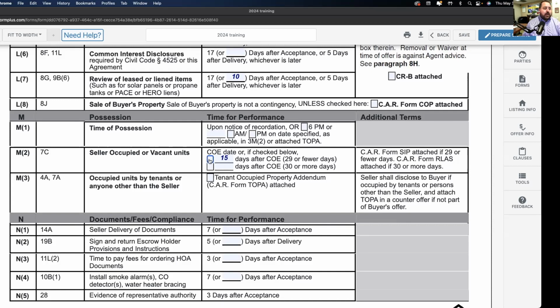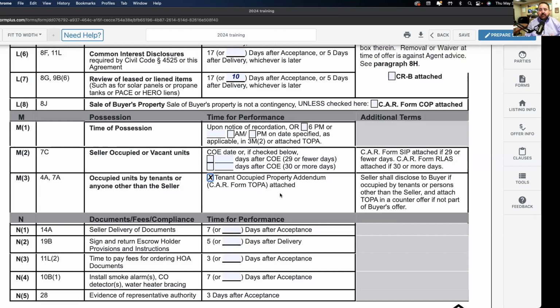The tenant occupied property addendum. If there is a tenant in the property, even if that tenant is going to move out prior to close, at the time I wrote the offer, there is a tenant. I have to include the tenant occupied property addendum. I am required to include it.